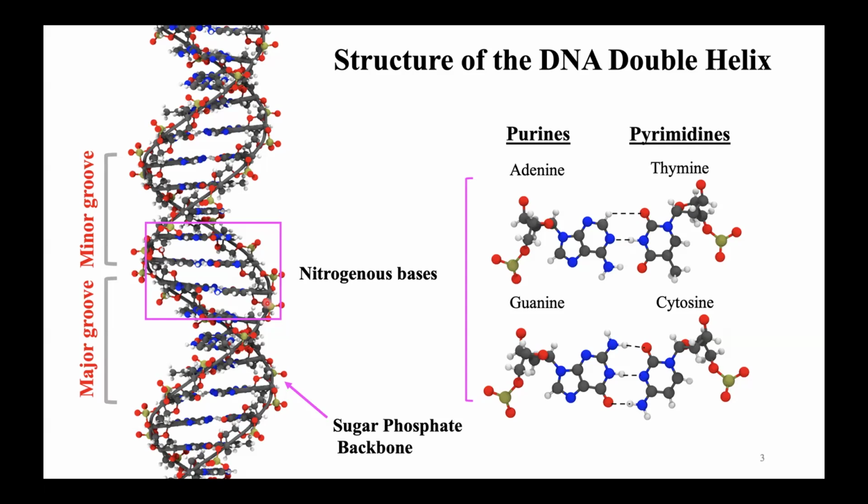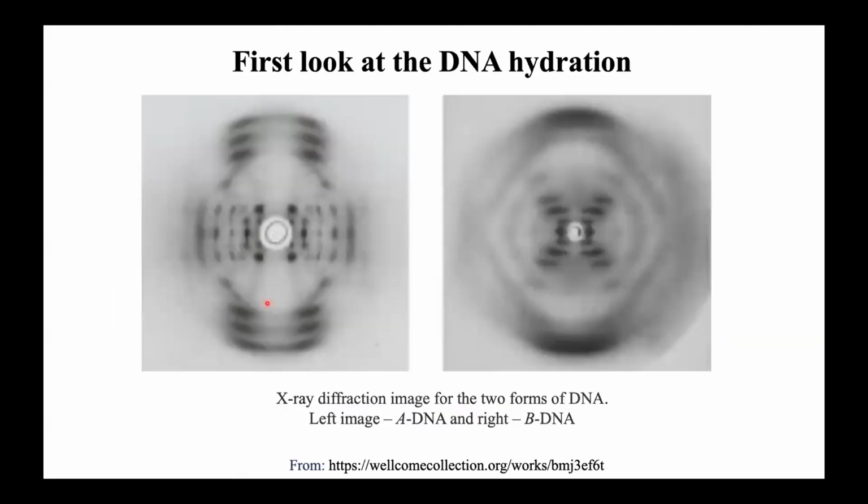actually plays a crucial role in the structural organization and the stability of the DNA double helix. Starting from the very first X-ray and modeling studies, it was clear that water and ions influence the DNA structure. On the slide, as an example, you can see two different X-ray diffraction patterns, which were taken by Franklin and Gosling in the early 50s.